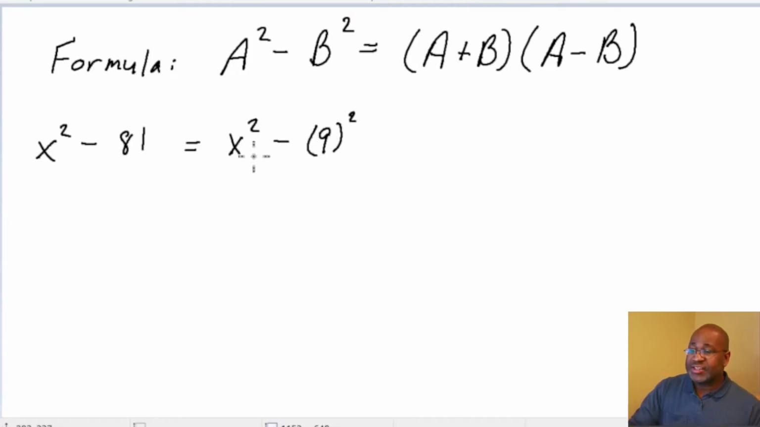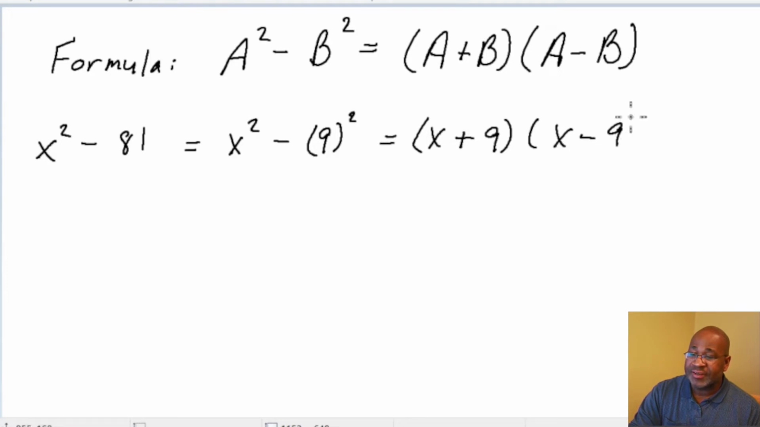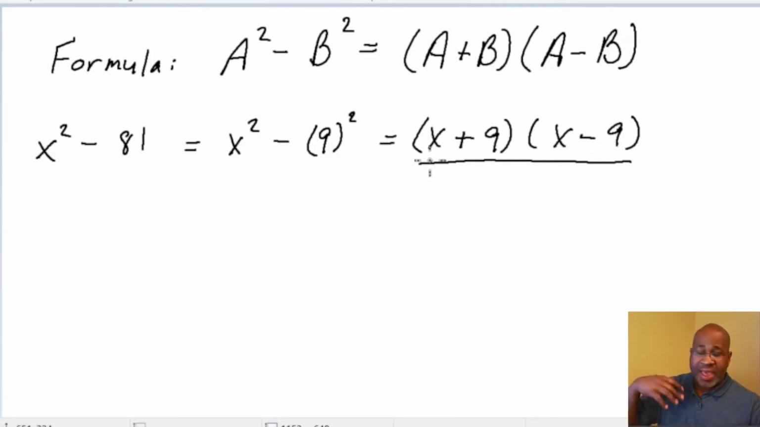In this instance, just using our formula, the a will represent x, b will represent 9. Substitute the x and 9 for a and b in the formula, and so we have the factored form x plus 9 times x minus 9. And that's it. No AC method, no pairing off of terms, just following the formula. Let's look at a couple more examples.